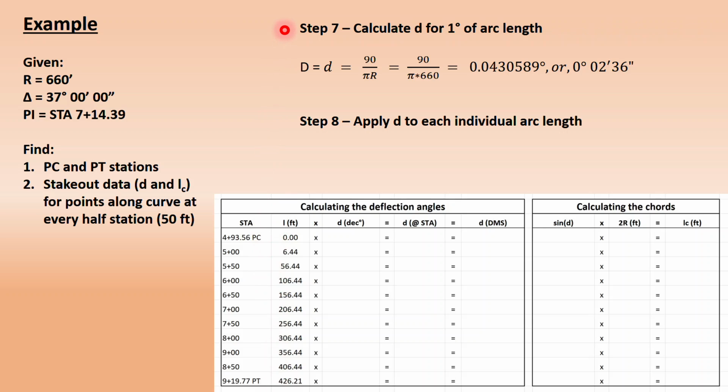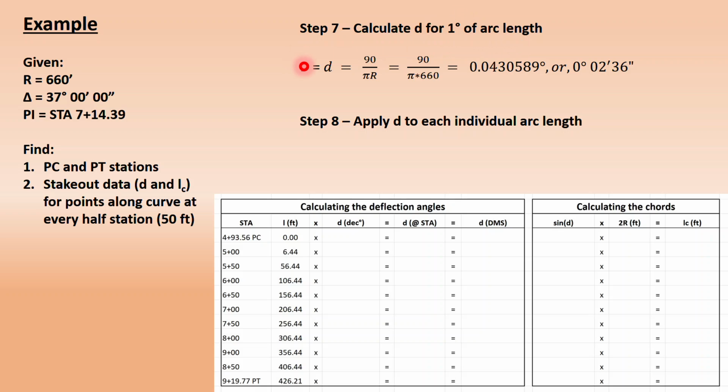So step 7 is to calculate your deflection angle, little d, for 1 foot. I should say 1 foot. That should be a foot symbol, not a degree symbol. Calculate deflection angle for 1 foot of arc length.